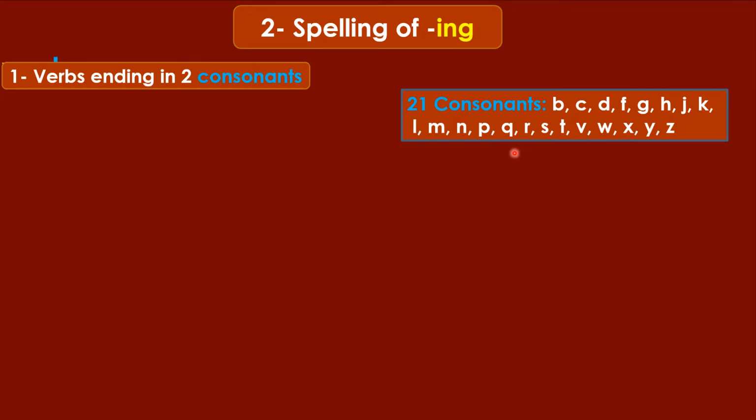So let's have a look at an example. For example, work. If you look at the verb work, it ends in R and K. Both are consonants. So these are two consonants.